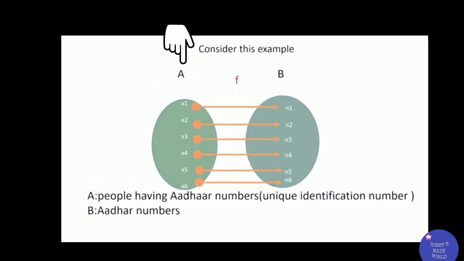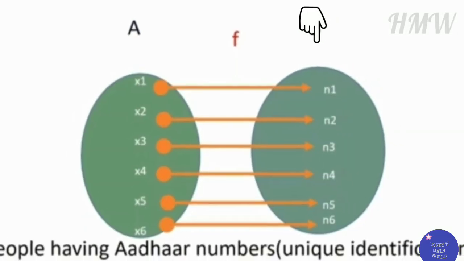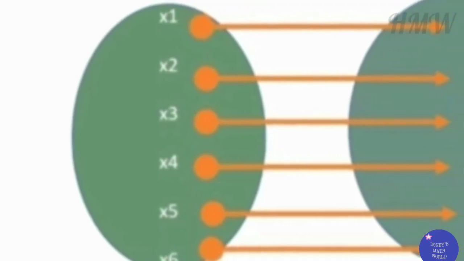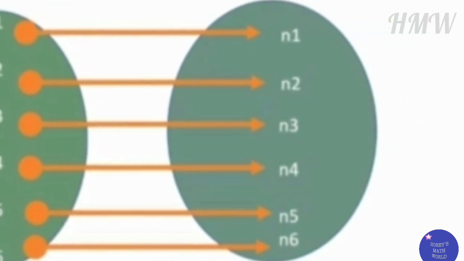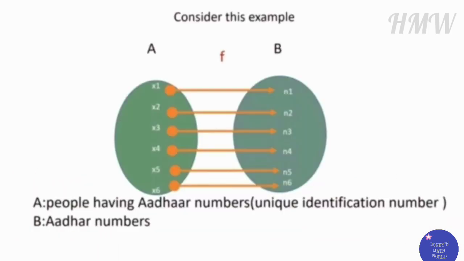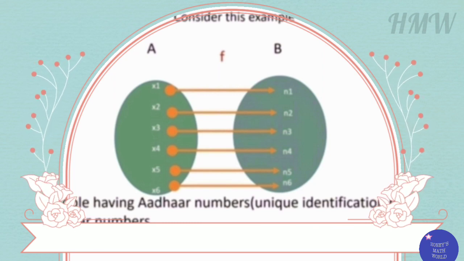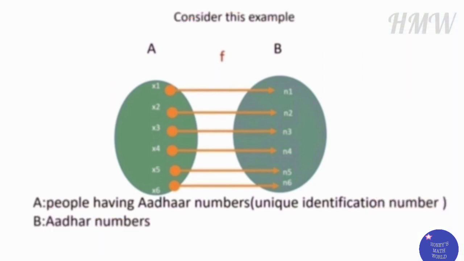Let A represent people having Aadhaar numbers and set B represent Aadhaar numbers. Let f be a mapping from a person to his Aadhaar number. Aadhaar number is a unique identification number. Now, can a person have multiple Aadhaar numbers? Is it possible? No. Can many people have the same Aadhaar number? No. Different people will have different Aadhaar numbers. This mapping is a function in which people become pre-images and Aadhaar numbers become images.